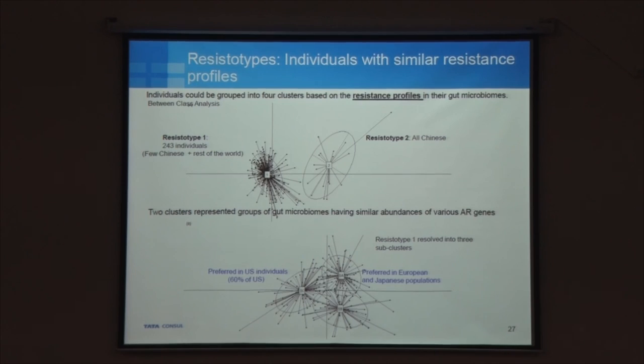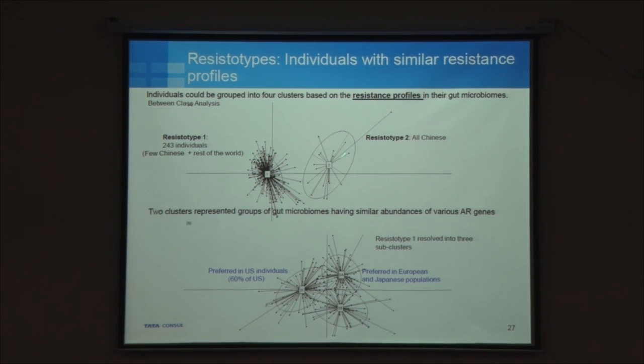the rest of the world. So each of these points is the profile of an individual, with the profile of the antibiotics against which it is resistant. So if I group these individuals based on the resistance profile, then I get two different distinct clusters, one completely where all the Chinese belong, and the other one is a mixed one. If I actually resolve this, then I get three.